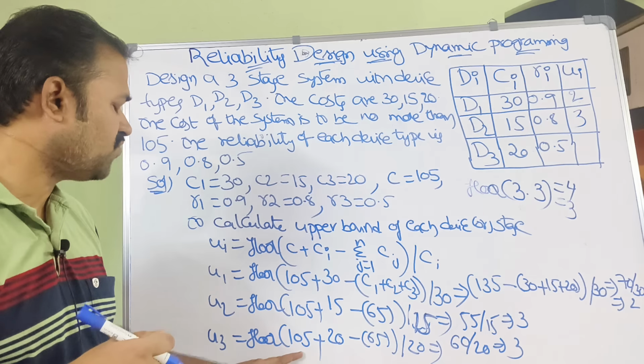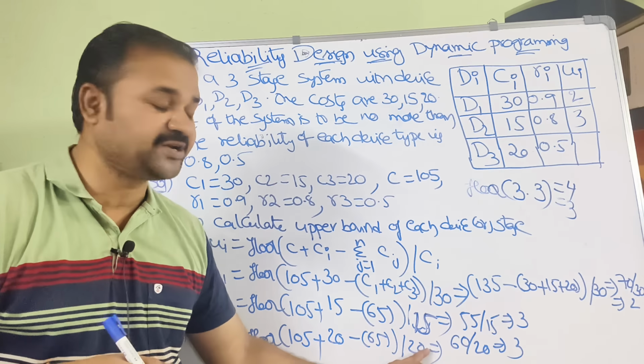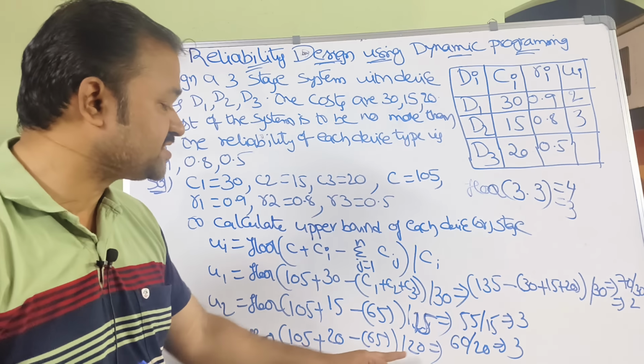Likewise, floor of 105 plus the cost of the third device, 20, minus 65, by 20. So 105 plus 20 means 125. So 125 minus 65 means 60.